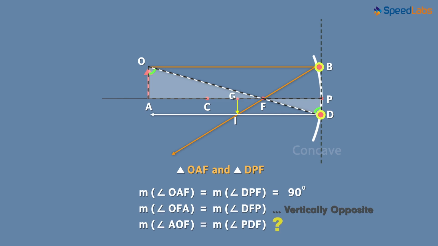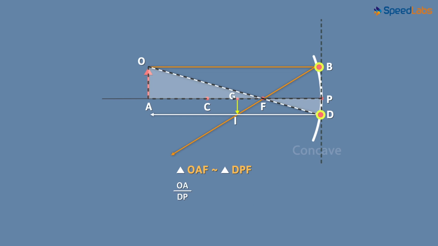What about the remaining angles? How do we show that they are also equal? With very basic logic, we know that if the 2 sets of corresponding angles are equal, then the third set has to be equal. Finally, we proved that triangles OAF and DPF are similar by the AA or AAA test of similarity. Now, because they're similar, we can say that OA over DP is equal to AF over PF is equal to OF over DF. We're not really interested in this ratio, so we will just remove it from here.